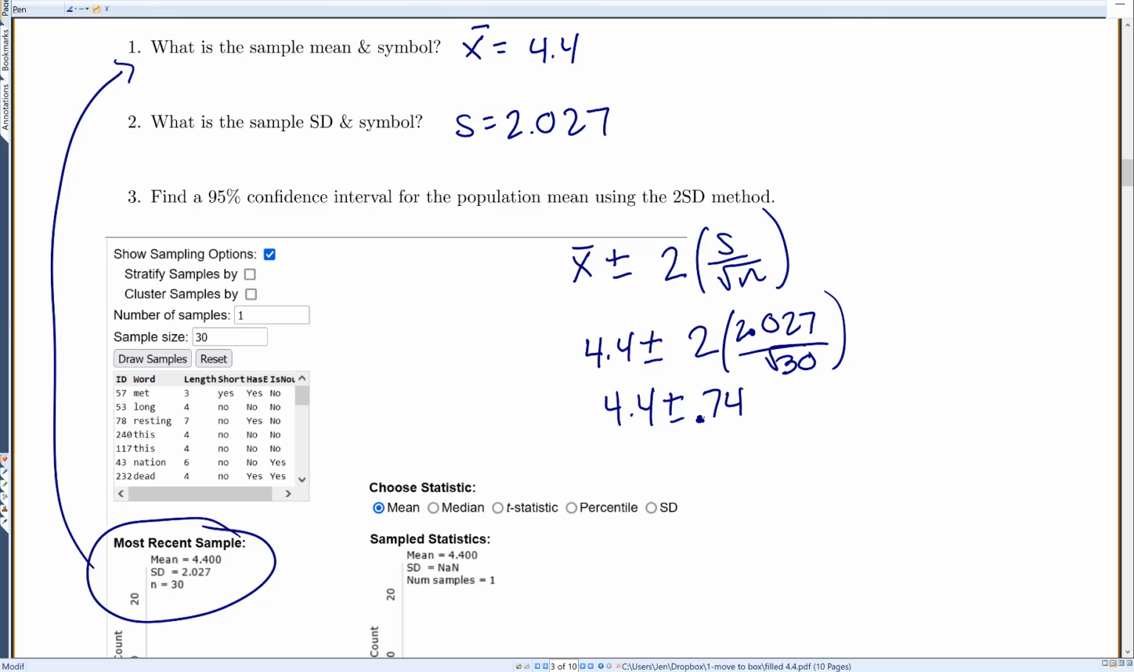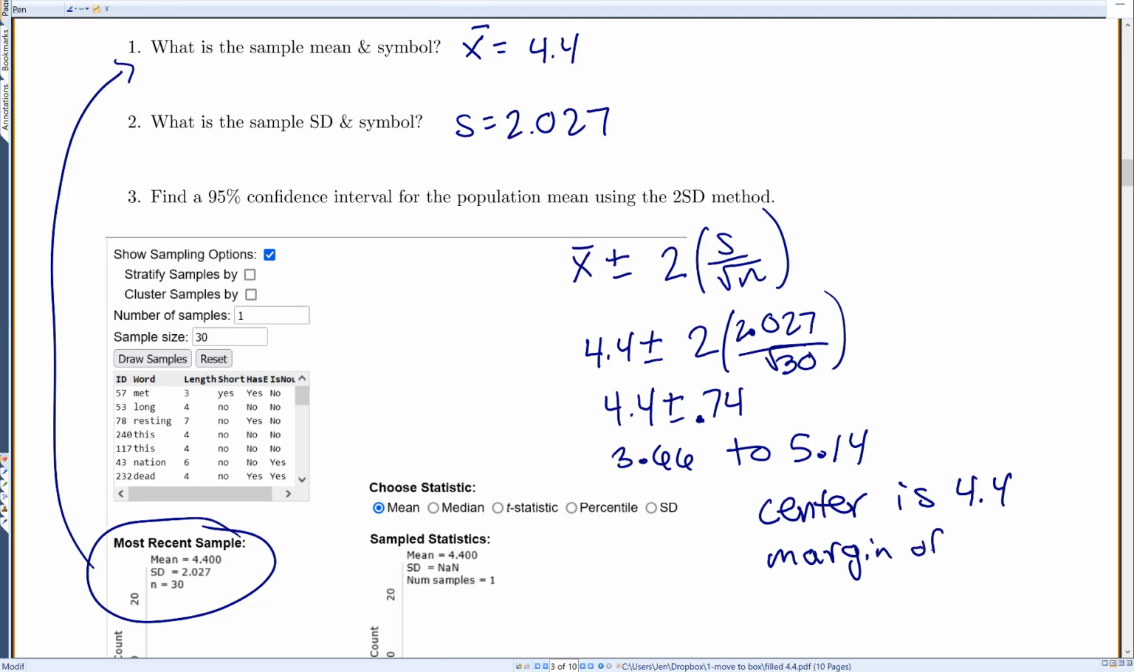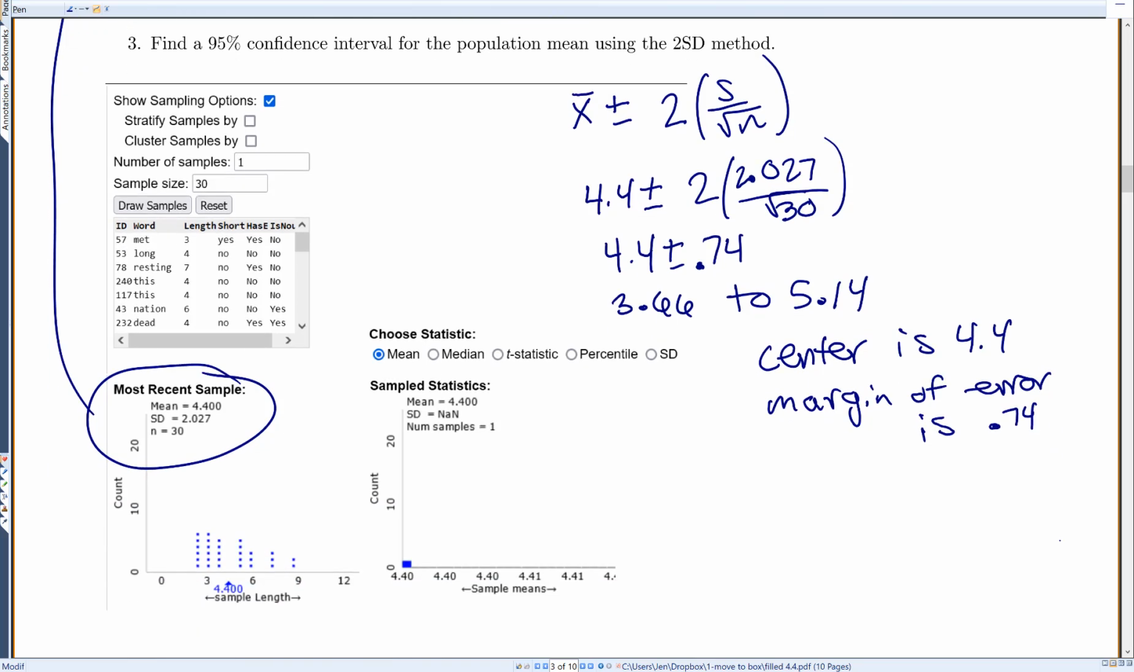Then I can put that in my calculator. So if you find that easier, you are welcome to do that. So we have 3.66 to 5.14. So if I was to look at this, just to review, my center is 4.4. And my margin of error is the 0.74, so part of the add and subtract. Okay, so that's really just review. So that would be my confidence interval based on that sample.